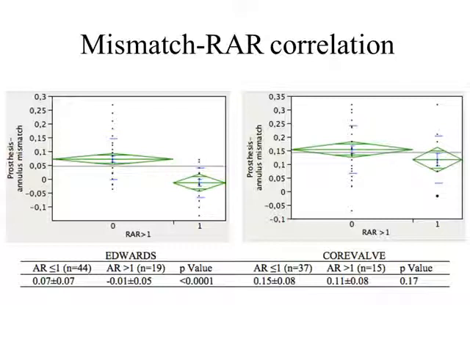Analyzing the two subgroups separately, we find for the Edwards subgroup that all the associations seen in the whole sample were confirmed, and some became even stronger. In particular, this is the association between the prosthesis annulus mismatch and the residual aortic regurgitation. On the contrary, we couldn't find any association between the annulus mismatch and the residual aortic regurgitation in the CoreValve group.